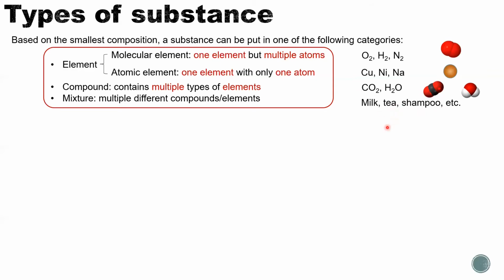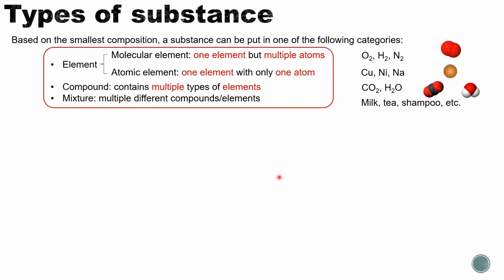You are expected to distinguish and assign different types of substances. So how are you going to do that? First, you need to find the smallest composition and identify how many types of elements there are. If it has multiple elements, it's a compound. If it's only one element, then it's an elemental substance. And also, by looking at the smallest composition, if you find multiple groups, then it's a mixture.